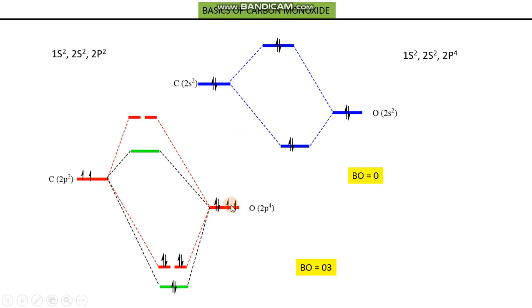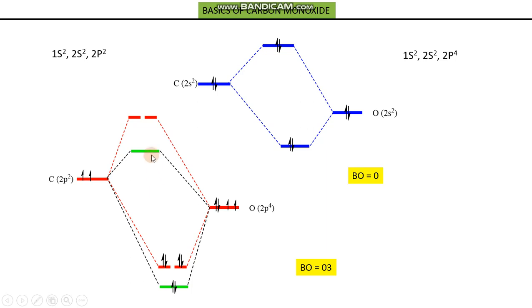So we have to need this again and again. This was the p subshell of oxygen and the p subshell of carbon, where two electrons are present in the subshell of carbon and four electrons are present in the subshell of oxygen. When they overlap with each other, there were three bonds as a result of overlapping. The bonding between carbon and oxygen was explained as a triple bond, because the bond order given by this overlapping is 3.